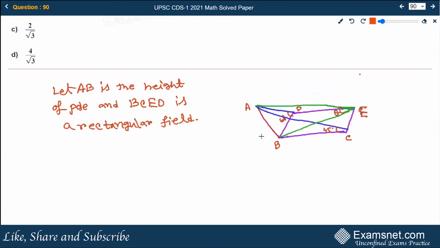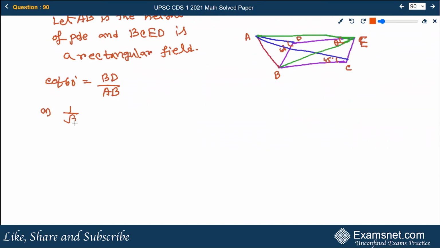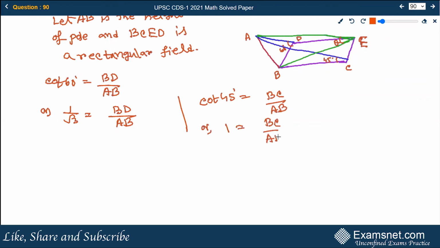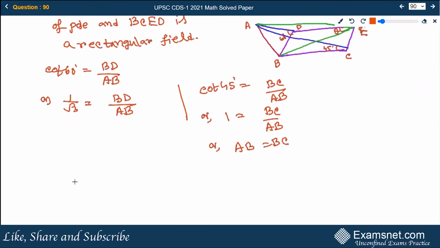So from triangle ABD, we can write cot 60 degrees, that is BD by AB. We know the value of cot 60 degrees is 1 by √3. So further we can write BD by AB from here. Let's keep it like this. And also from triangle ABC we can write cot 45 degrees equals BC by AB. Since the value of cot 45 degrees is 1, BC by AB equals 1, whereas AB equals BC. AB equals BC. Since BCED is a rectangle, correct? BCED is a rectangle and BE is the diagonal.